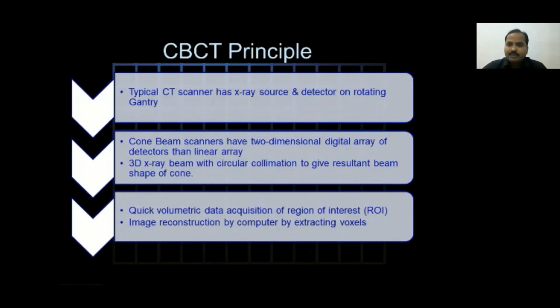The number and positioning of these detectors will determine the level or the staging or the evolution of the CT machines. And the beam shape from the X-ray source will also determine the stage of the CT machine, or which level of CT we are utilizing. The 3D X-ray beam with a circular collimation will give the resultant beam in the shape of a cone, because in this the collimation is in the form of a circle.